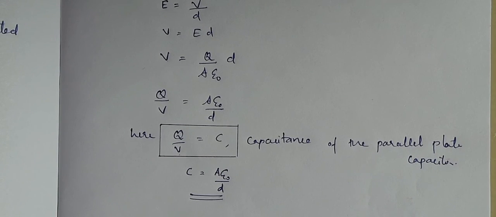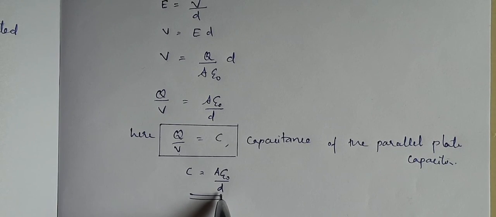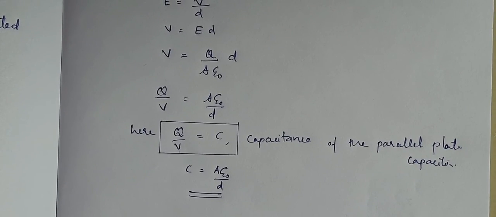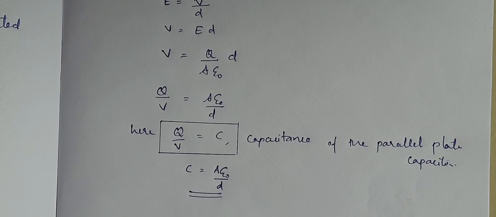So the capacitance of a parallel plate capacitor depends only on three factors. One is the area of the plate, another is the separation between the plates, and the third is the medium. Epsilon naught stands for the medium between the plates. If it is air or vacuum, it is epsilon naught. Otherwise we will see how it changes as the medium changes. So this is the simplest way I can tell the parallel plate capacitor: its capacitance is A epsilon naught by D. That is how the derivation comes.